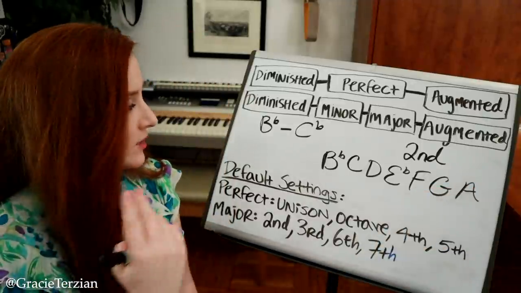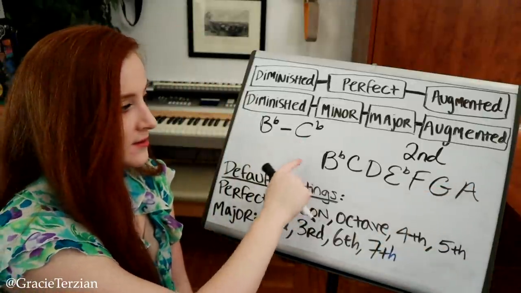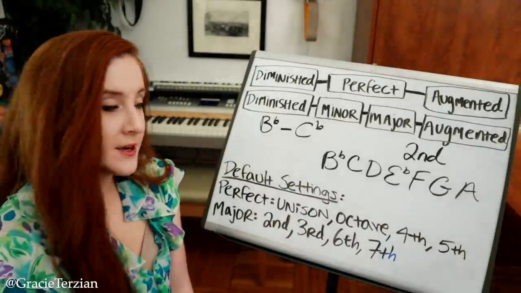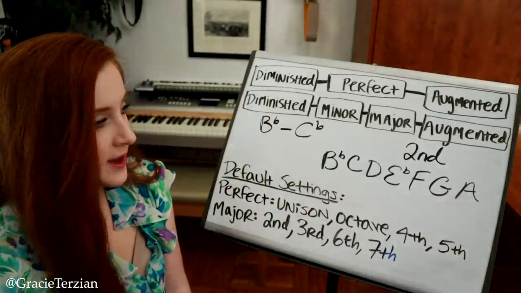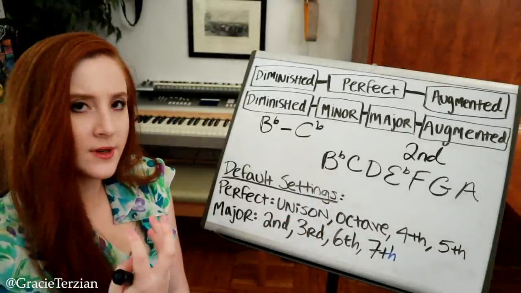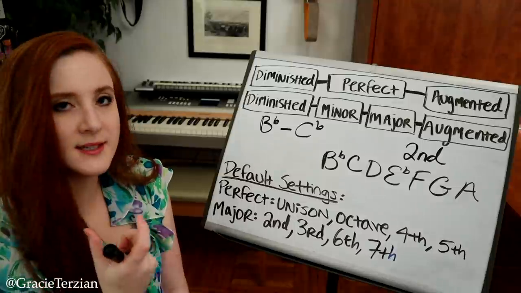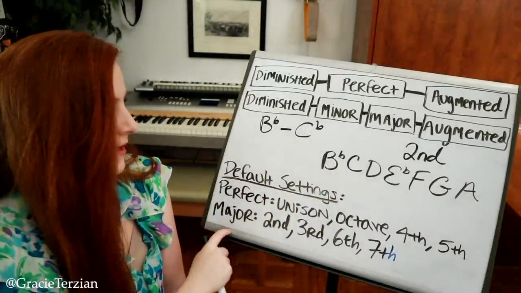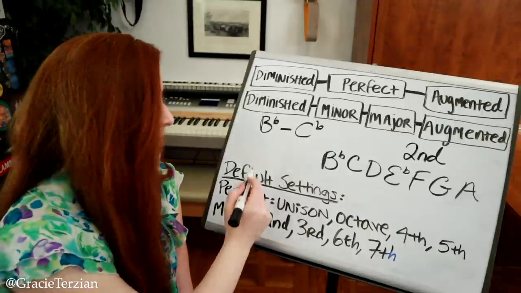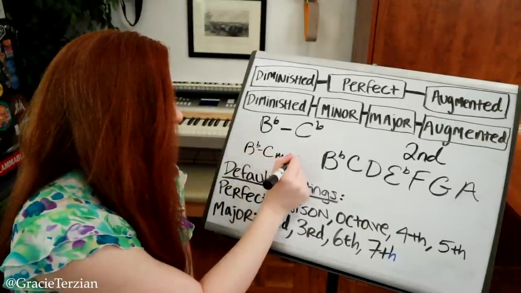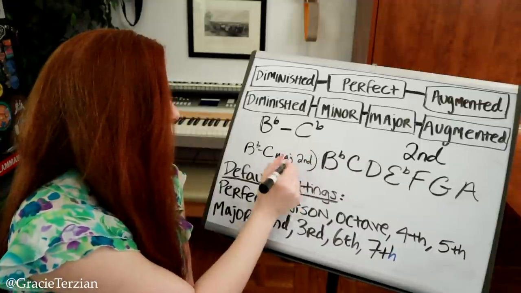Now third step is we're gonna ask ourselves, is C flat part of that scale? And you tell me, do you see a C flat there? I don't, I see a C, but I don't see a C flat. So if it were B flat to C, what would the default setting name for this interval be? That would be a major second, right?